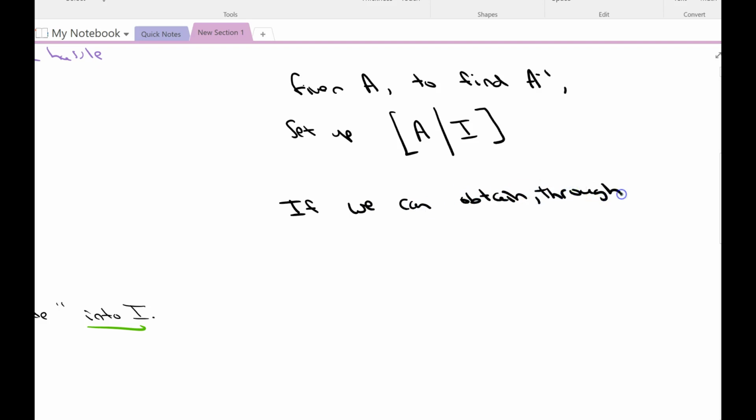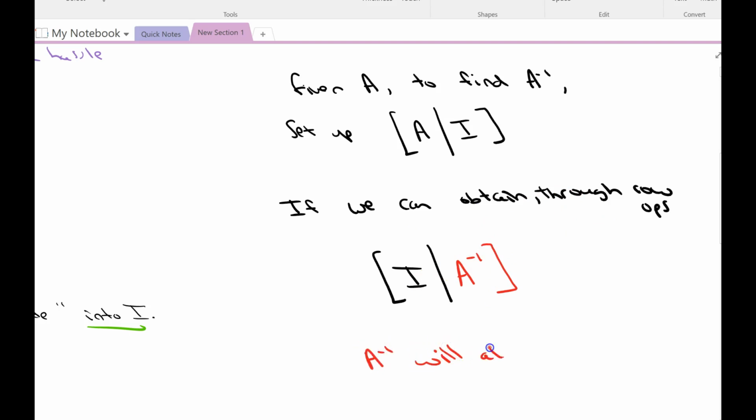If we can obtain through row operations the following, I on the left-hand side, then what's important to know is that what we have on the right-hand side, if I can take this setup and get I on the left, is the inverse of A. If we can obtain this through row ops, the inverse of A will always emerge here.